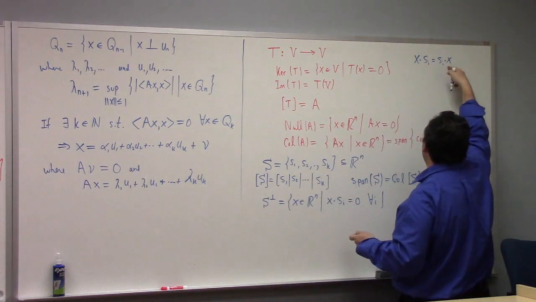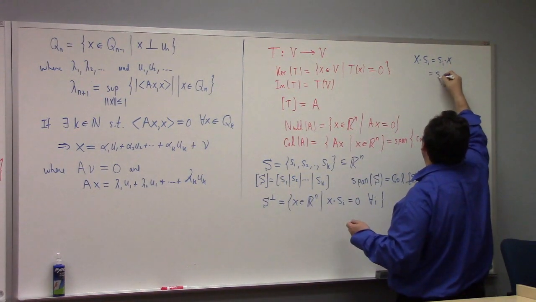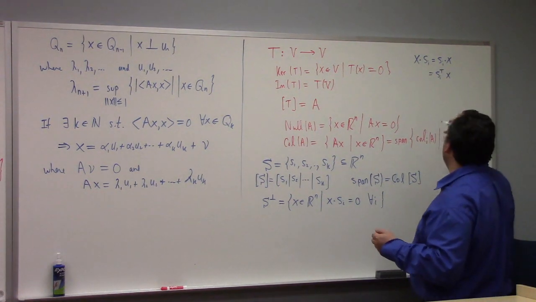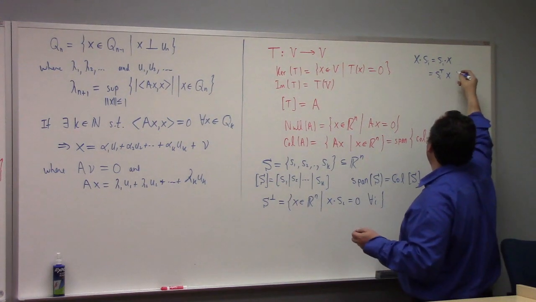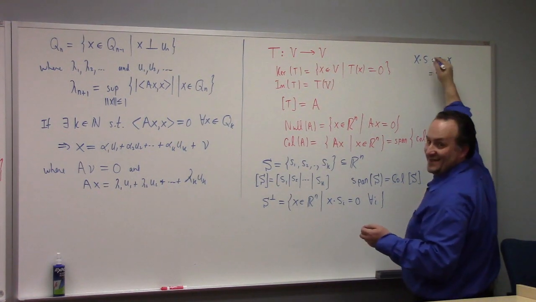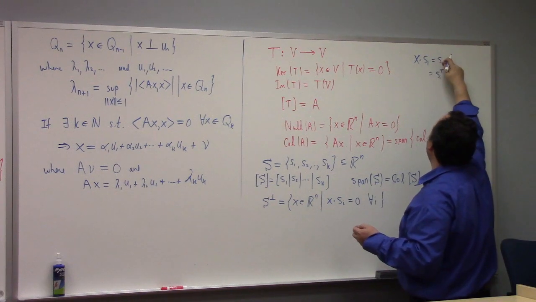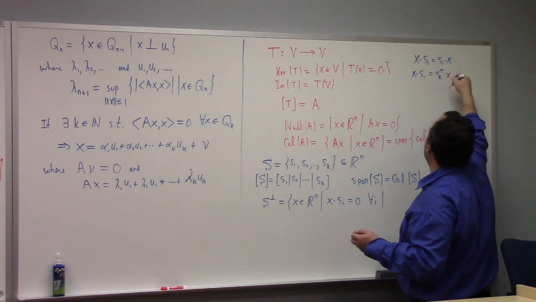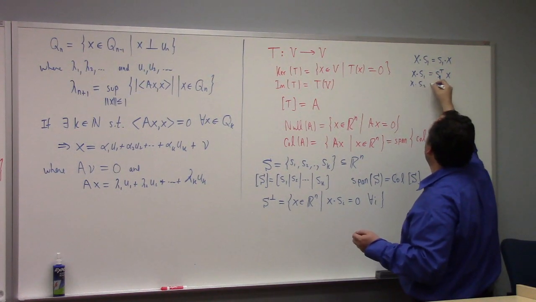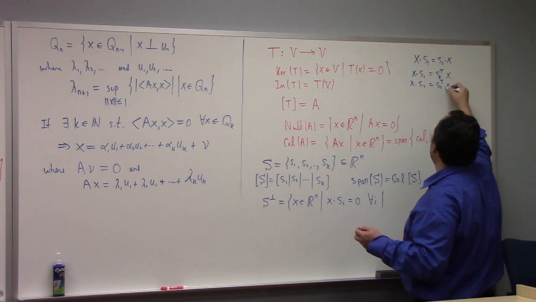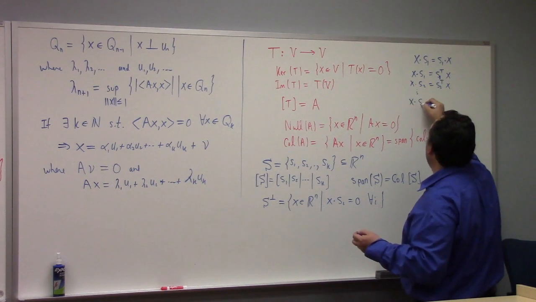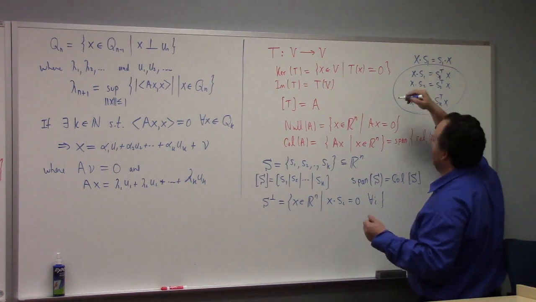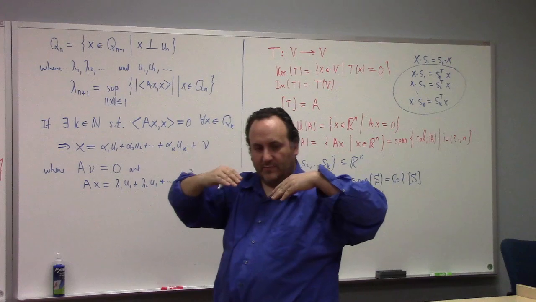Maybe I'd do better to write it like that. So what you're looking at is Si transpose times x. We've got x dot S1 is S1 transpose x, x dot S2 is S2 transpose x, x dot Sk is Sk transpose times x. You've got this stack of equations, and you can put them all together.